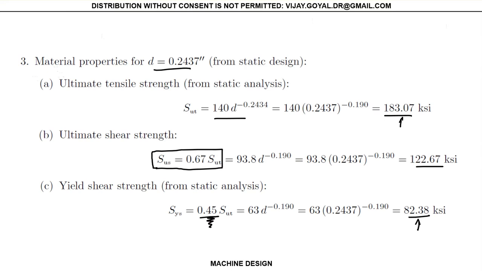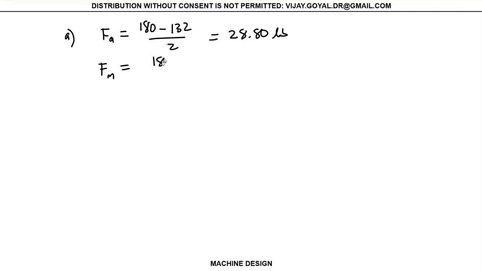Now we're going to go ahead and calculate this for your maximum. First, we're going to do your fatigue check. So what you basically do is check your mean. I'm going to find what your F alternate is and F mean is. Let me write it down. Your F alternate will be 180 minus 132 divided by 2, and that would give you 28.80 pounds. F mean will be 180 plus 132 divided by 2. That will give you 187.20 pounds.